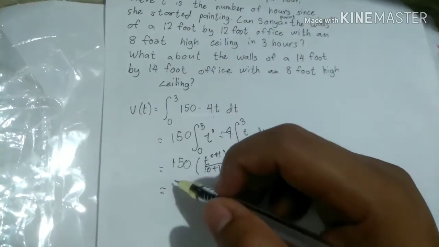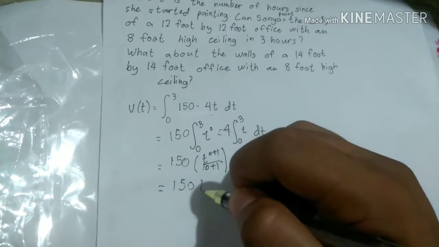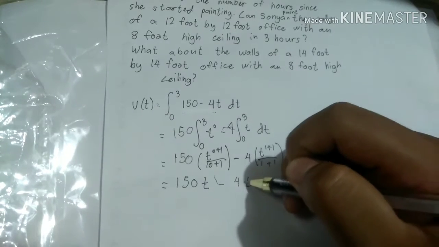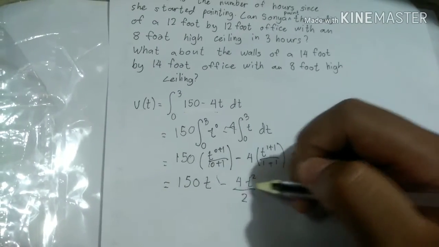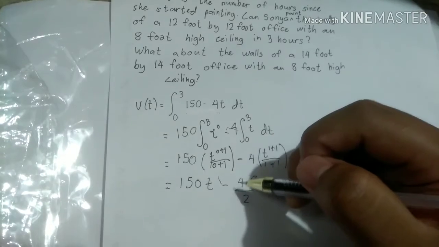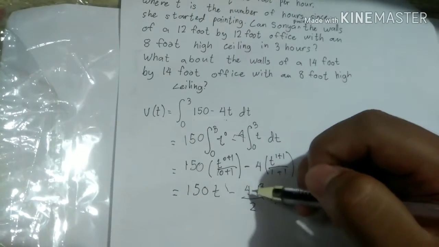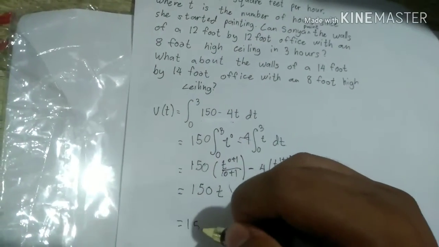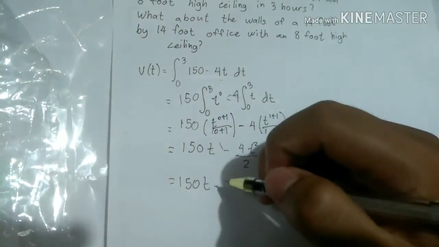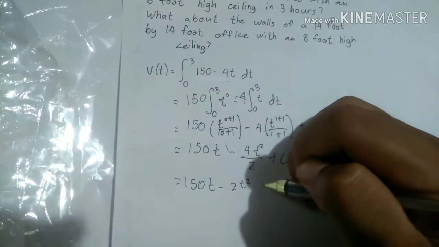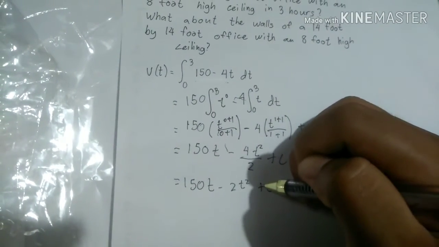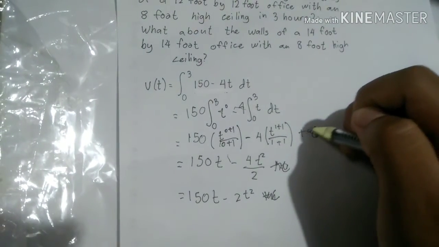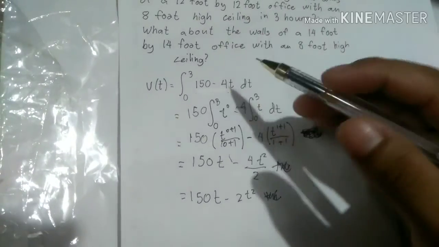So we solve for it. It's 150t minus 4t squared over 2 plus c. Then we need to divide by 2 because 4 is divisible by 2, so it's 150t minus 2t squared. Oh, I forgot the plus c, because it's an indefinite integration.